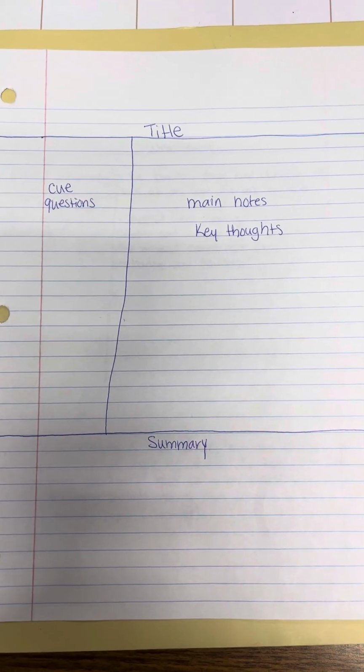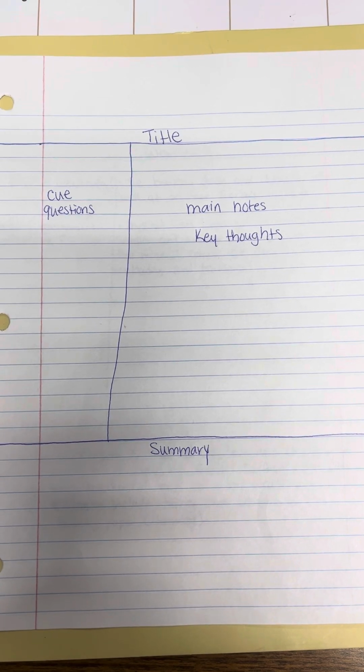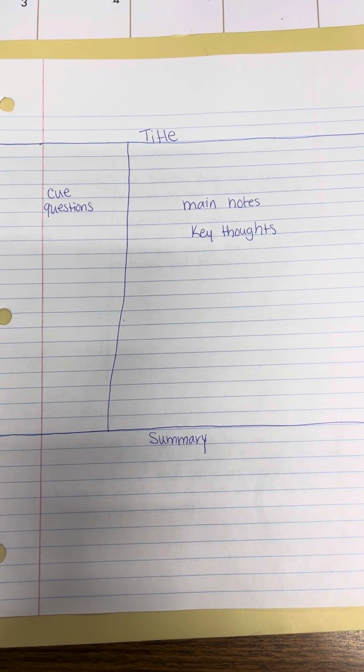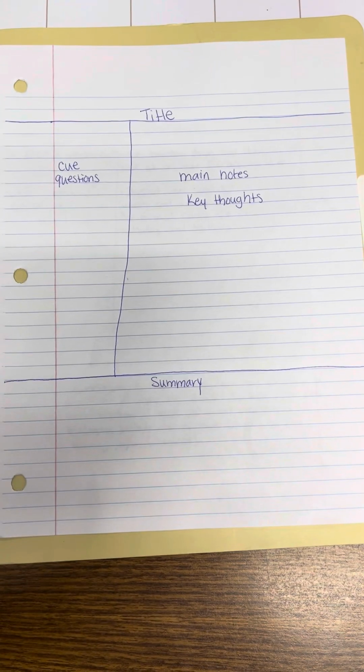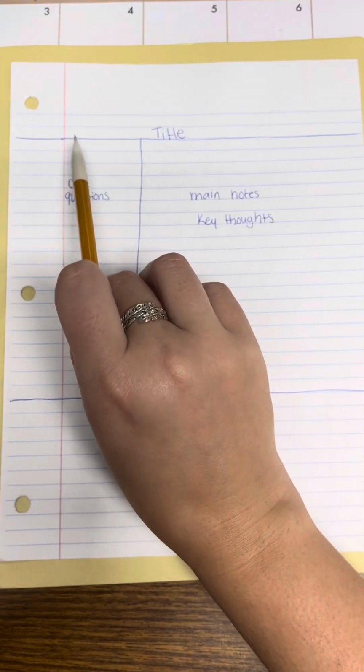Okay, so for our lesson today, we're going to be talking about taking notes for our informational paper. So here's one way that you can do your notes. This is called the Cornell style. Okay, and what you do is you make lines just like I did here, a little bit down.